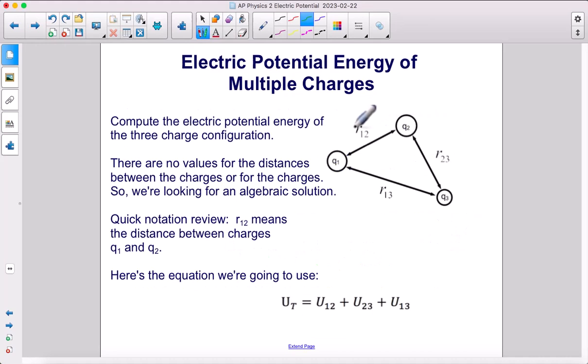Let's compute the electric potential energy of this three-charge configuration. There are no values for the distances between the charges or for the charges, so we're looking for an algebraic solution. Quick notation review. R sub 1,2 means the distance between charges Q1 and Q2, and we are assuming these are point charges, so we're not worried about the width of the charges themselves. Here's the equation we're going to use. The total potential energy is going to be the potential energy between 1 and 2, plus the potential energy between 2 and 3, plus the potential energy between 1 and 3.